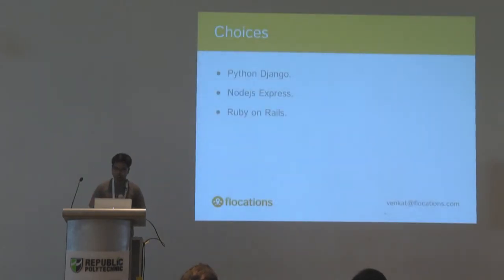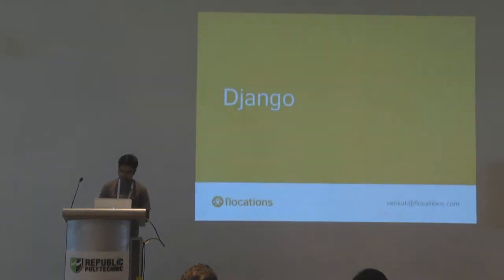These are the possible choices we had: Python Django, Node.js Express, and Ruby on Rails. Finally, we chose Django. Though all the other frameworks can solve the same problems, the main reason we chose Django is it's well documented. No magic happens. You know exactly what happens everywhere. You're doing explicit configuration, so you know the system. And it has the admin interface, which is crucial for our system.